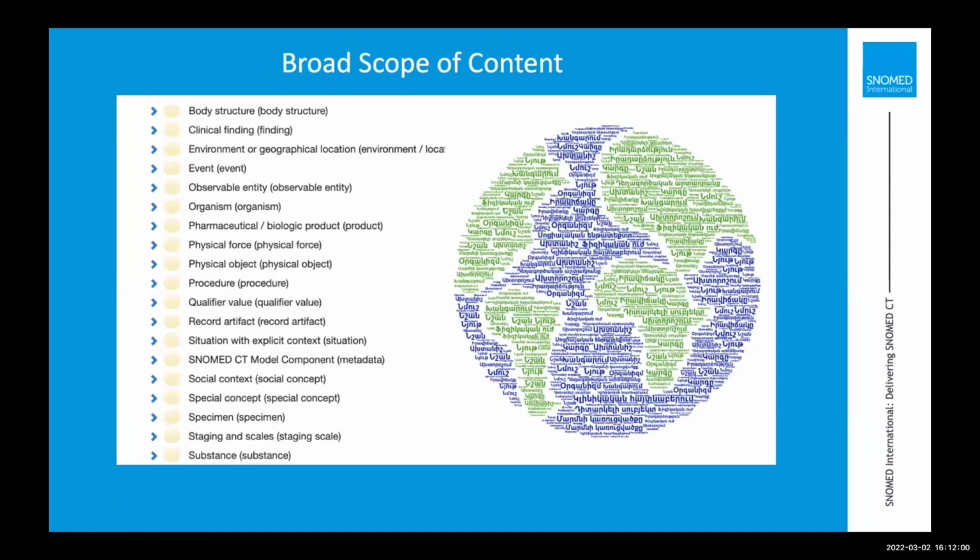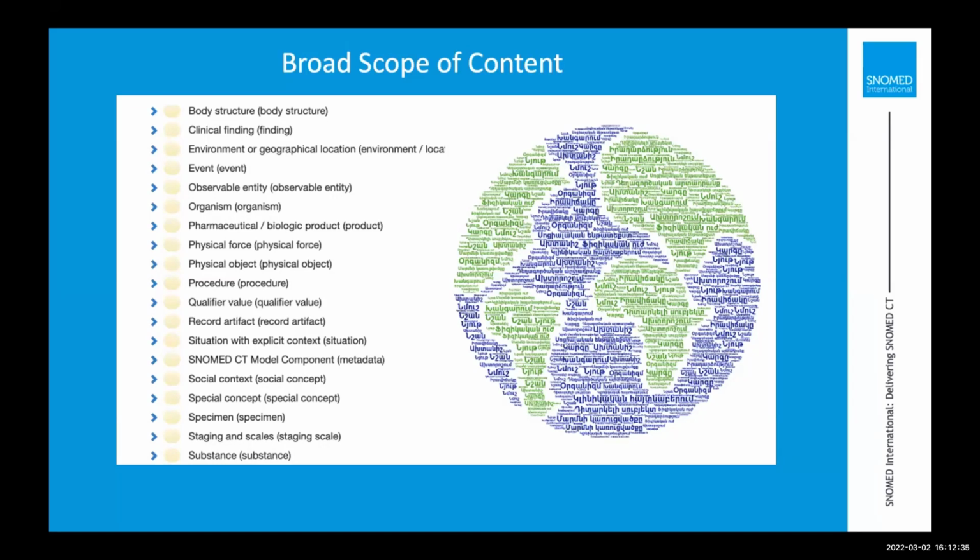It contains more than just diseases and procedures. So here you can see SNOMED's main content areas. They include body structures such as anatomical body systems, clinical findings that includes diseases, symptoms, signs, and test results, environments and geographical locations that include different countries, regions, and so on. Observable entities that include tests and measurements like height, weight, and body pressure, and organisms such as plants, animals, and microorganisms, including bacteria and viruses like COVID.